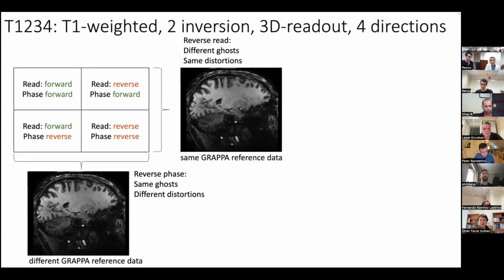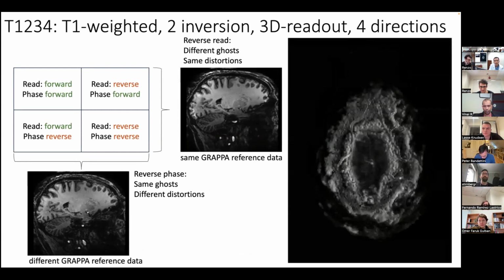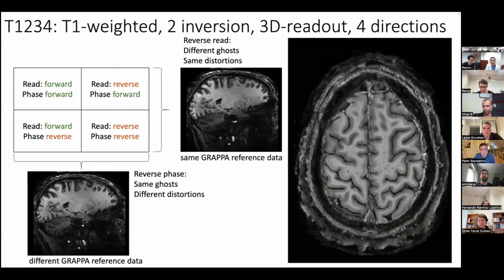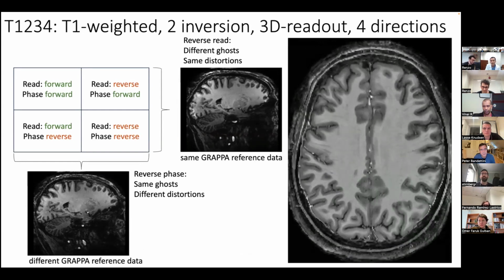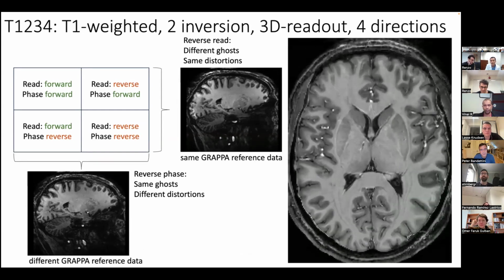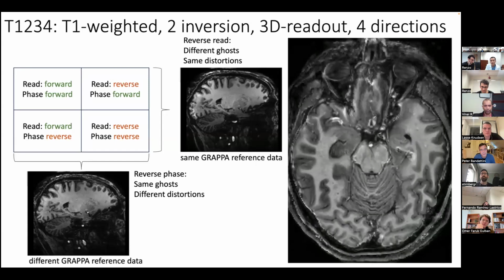We aim to take control of both artifacts with the proposed protocol that we call T1234: a T1-weighted scan with 2 inversion times, a 3D EPI, and 4 spatial encoding directions, alternating both the phase and the read polarity. Combining all 4 of these complex-valued images gives us a whole brain image without fuzzy ripples and with adjustable distortions.